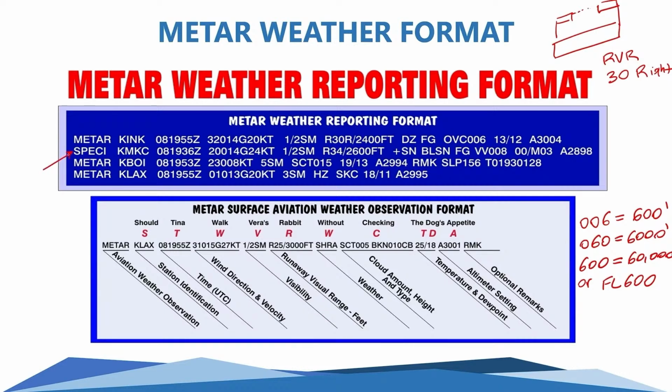The second line is a special METAR report, or what we call a SPECI for short. And we've got the station identification, which is the airport code. I believe that's Kansas City. And then we've got the day that it came out.